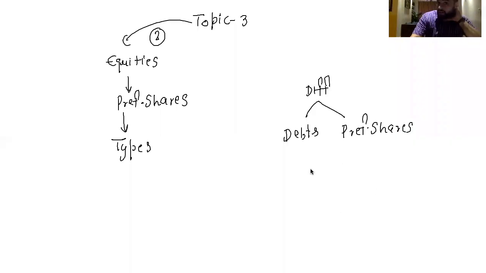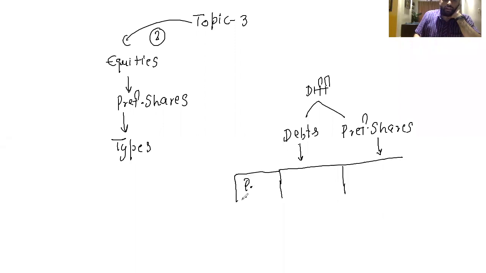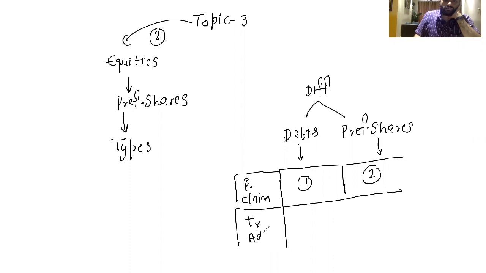Okay, so now we check the difference between debts and the preference shares, right? The first difference is about primary claims, right? So they have primary claims, they have secondary claims. Second difference is tax advantage, right? The company has a tax advantage with debt, no tax advantage with preference shares, right?